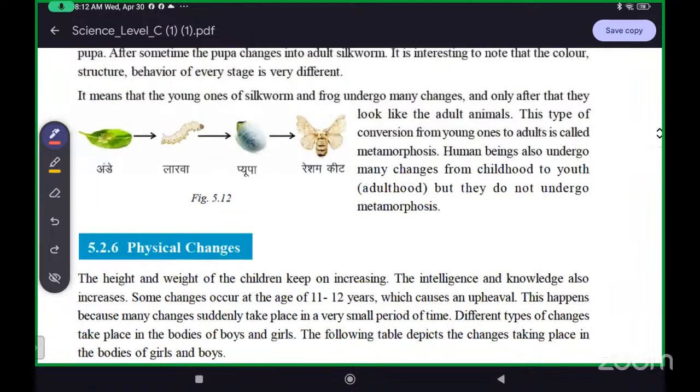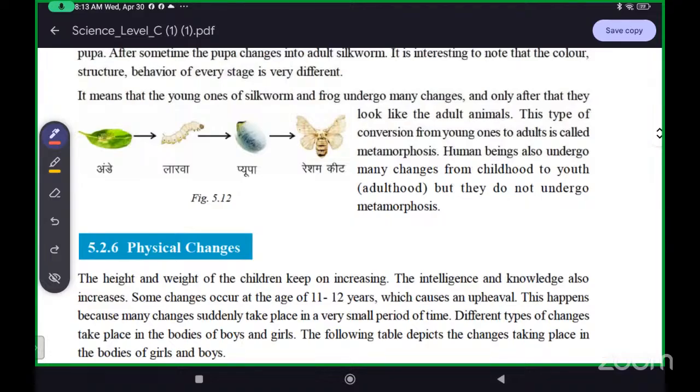From the eggs, they become larva. They secrete a thread-like structure and cover their bodies, and then they go inside it, and that is known as the pupa. In the pupa, the complete development takes place, and when it is developed, they break out of the pupa and become the silkworm. It means that the young ones of silkworm and frog undergo many changes, and only after that do they look like the adult animals.